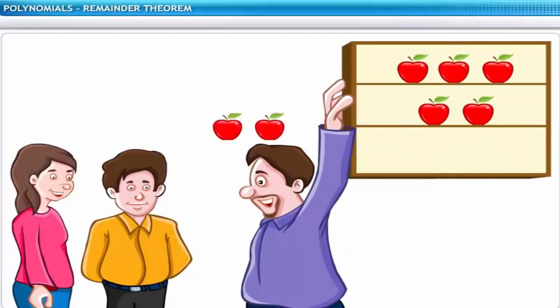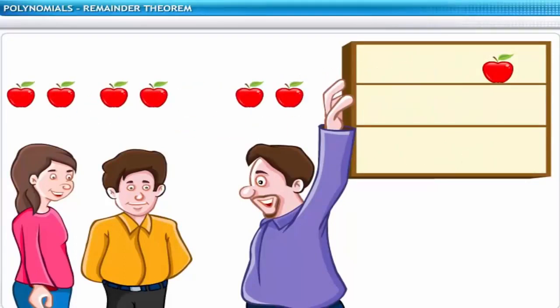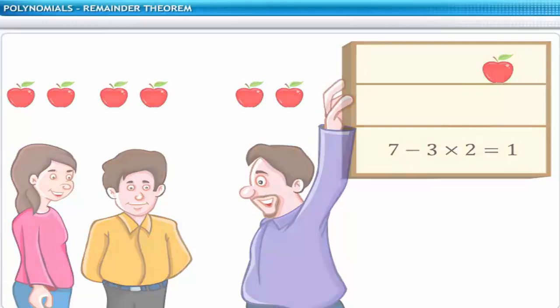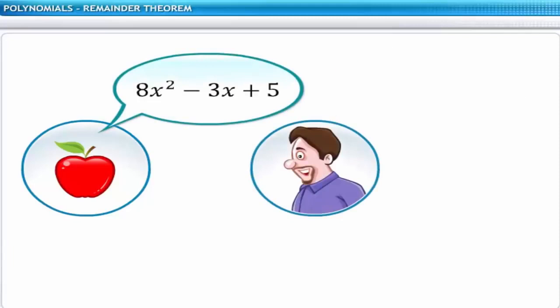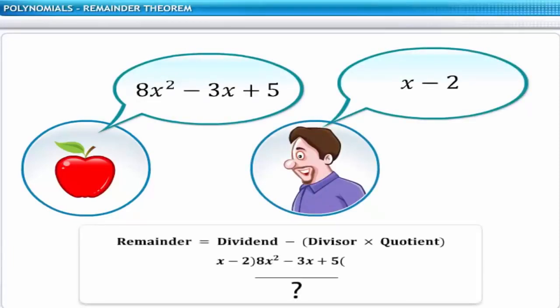Each one of them gets 2 apples, which means 6 apples are distributed. Therefore, the remaining number of apples, or the remainder, equals 7 minus 3 times 2, which is equal to 1. As you can see, it is easy to perform these operations with integers. However, if the number of apples and recipients were polynomials, such as 8x squared minus 3x plus 5 and x minus 2, then the remainder can be calculated quickly and easily by using a theorem called the remainder theorem.